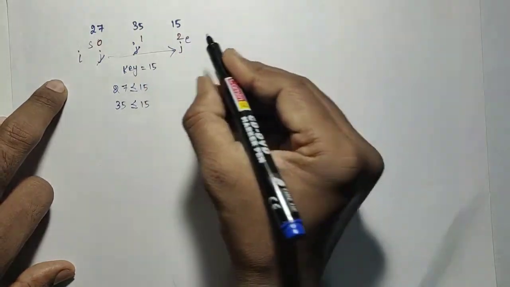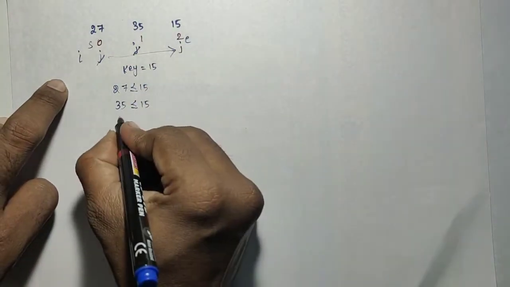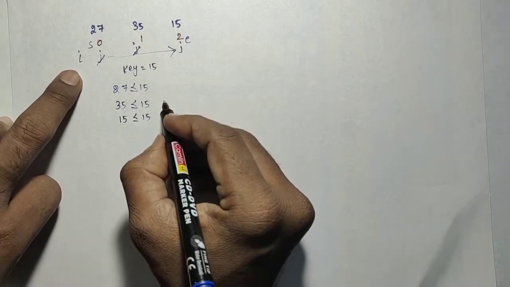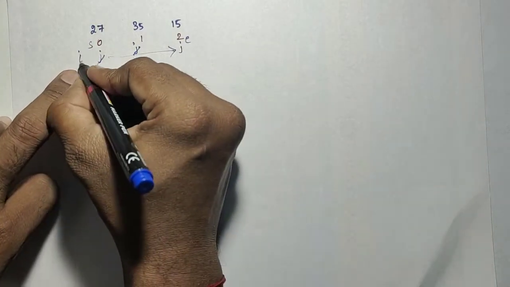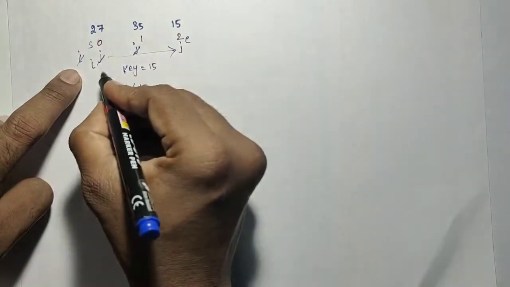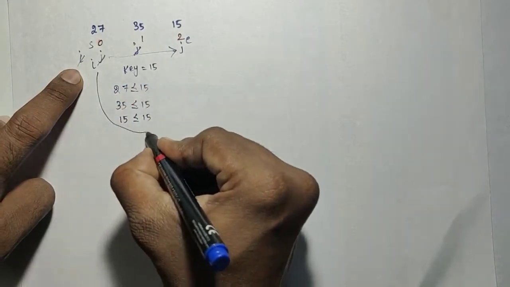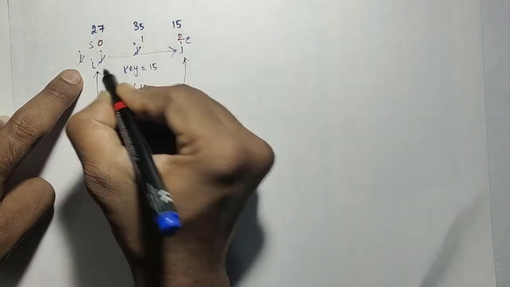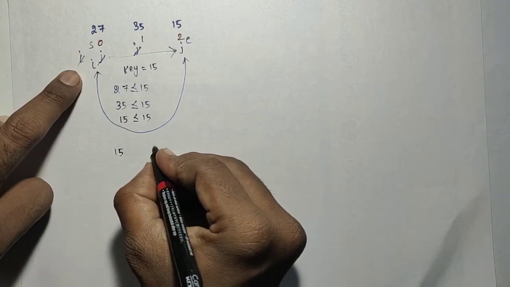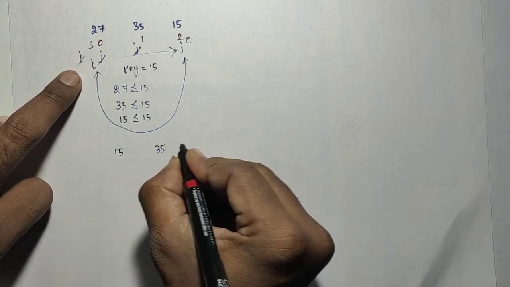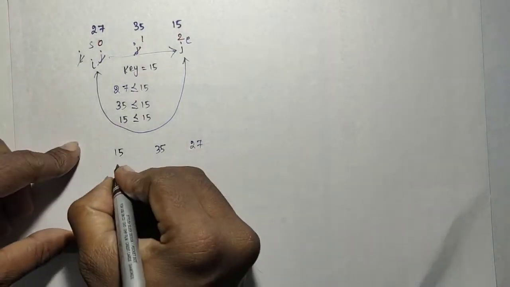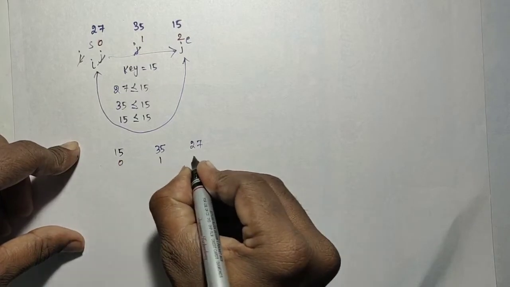The next: 15 less than or equal to 15. The condition is true. Condition true means i should get incremented, so i will be moved to here, and then the ith element and jth element will be swapped. So 15 and 35 and 27 like this. So the indexes will be 0, 1, 2.